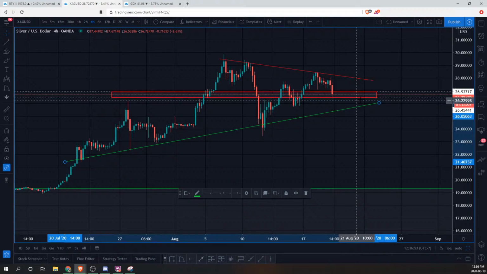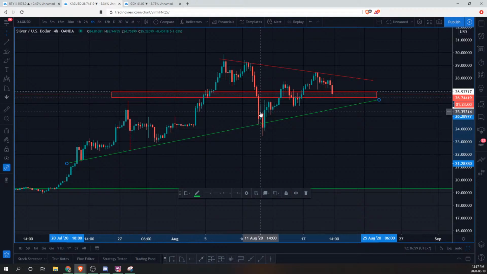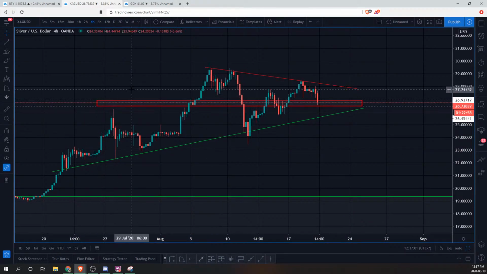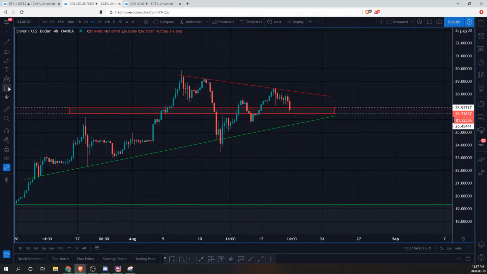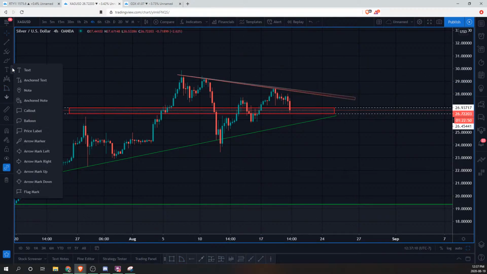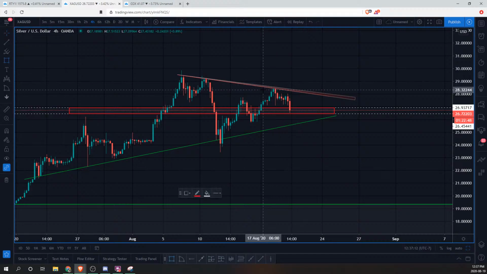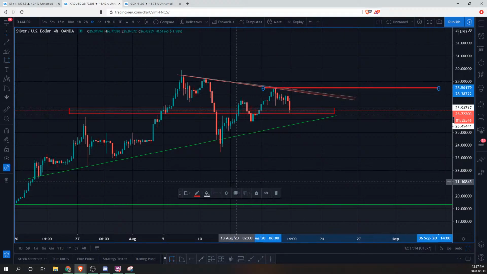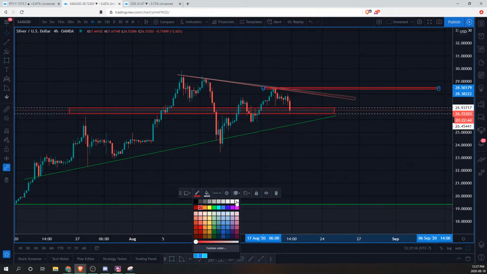Candle closure, oops. Right there. I'm going to go like this. Candle closure, wick closure, wick closure. So that's going to be the support zone, and this is going to be the resistance zone. We're only looking for longs on silver. Zero short opportunities on silver. There's just no reason to be looking for shorts on something that's doing so well to the upside.